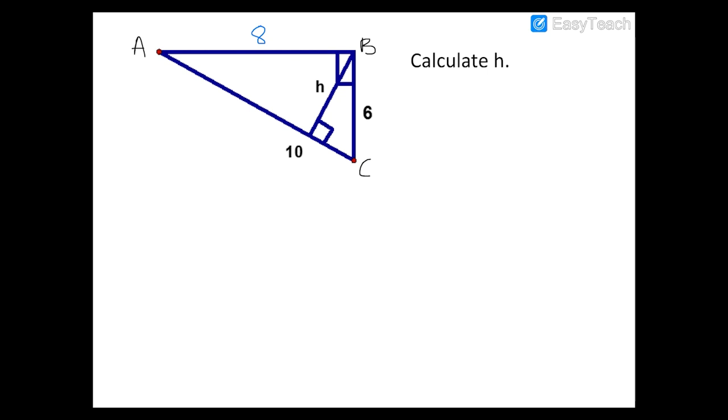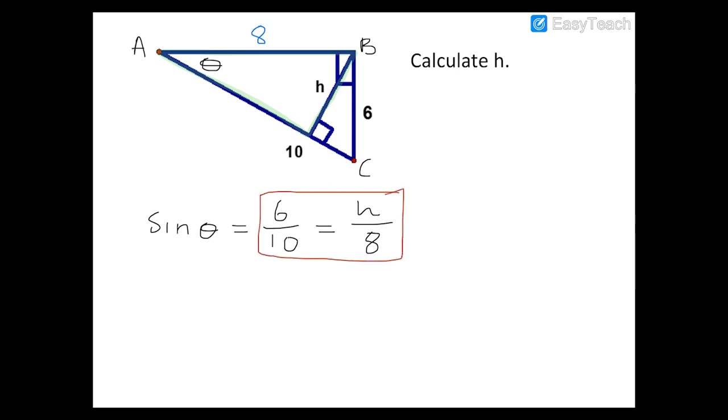Okay, so in this last method, I'm going to use trig. Let's assume that this angle here is theta. So sine of theta would be equal to the opposite, which is 6, divided by the hypotenuse, which is 10. But this is also equal to, if we look at only this triangle here, the opposite, which is h, divided by the hypotenuse, which is 8. And then obviously from here we can solve this proportion.